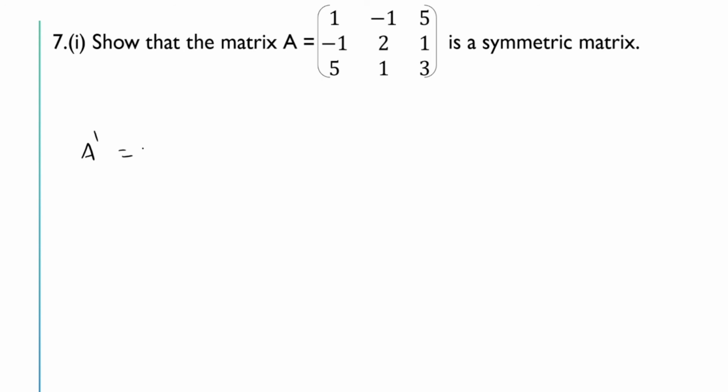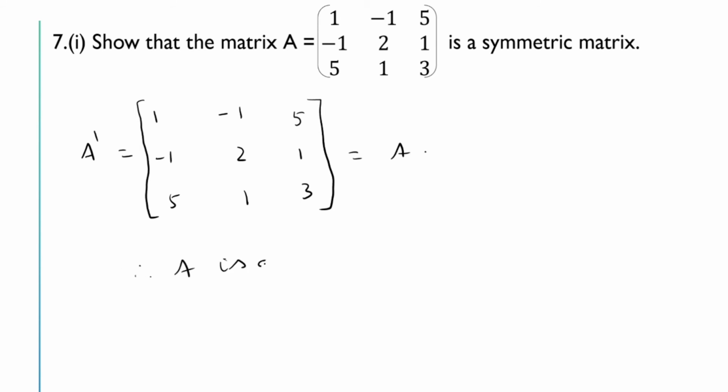A transpose is equal to, first row becomes the first column. So it will be 1, minus 1, 5. Second row becomes the second column. And third row becomes the third column. So A transpose is equal to the matrix A itself. This is equal to A. Therefore, A is a symmetric matrix.